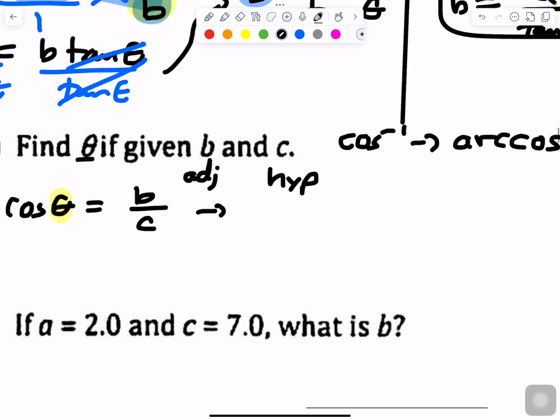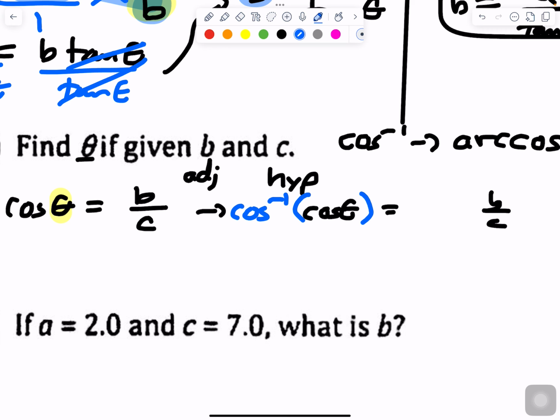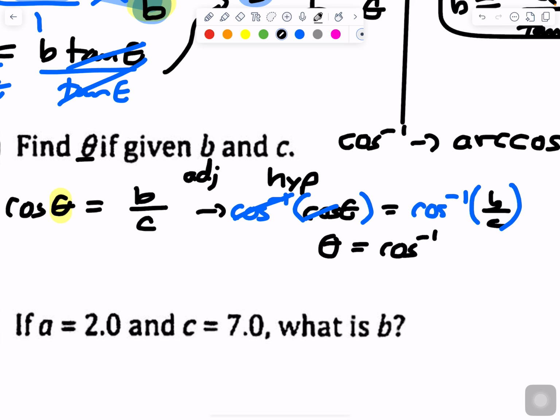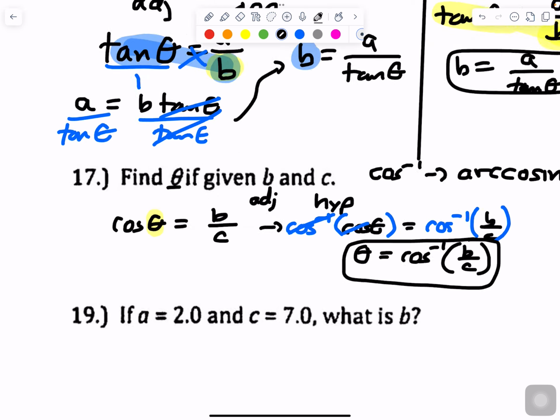So if I were to write this again, cosine of theta equals, and I'll just spread it out, B over C. It's taking the arc cosine of the left side of the equation and then the arc cosine of the right side of the equation. Now, the arc cosine cancels with the cosine, leaving you with theta, and I would put that in my calculator if I knew the values of B and C. So the angle is going to be the arc or inverse cosine of B divided by C, which is adjacent over hypotenuse.